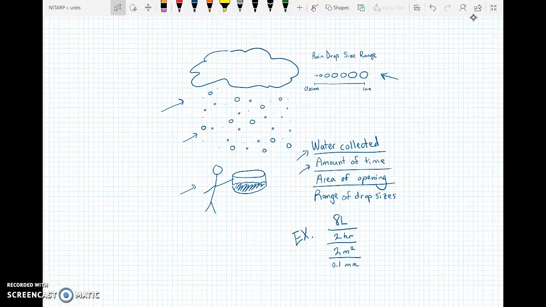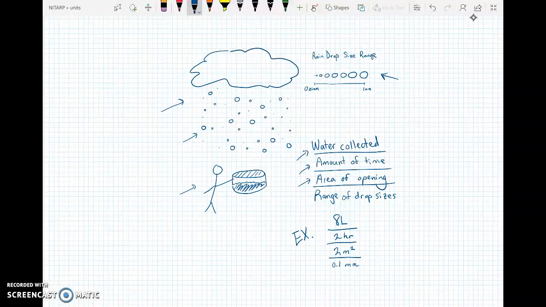Another thing you should keep track of is the area of the opening of your bucket, because if you used a big fat bucket with a big opening, more drops would fall into it and you'd collect more water. If you used a really small opening bucket, you wouldn't collect as much. So you should also keep track of that. And so you could keep track of how many liters you collected per hour for every square meter of opening.